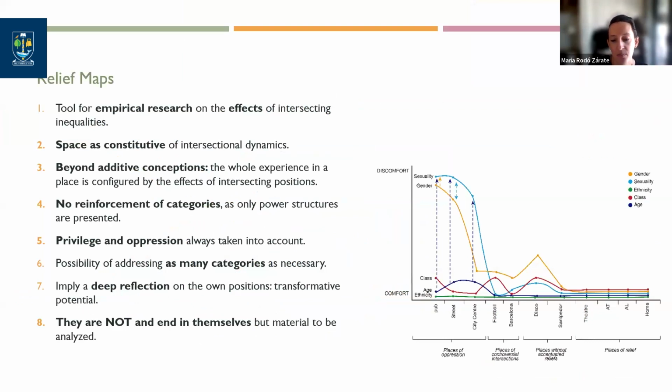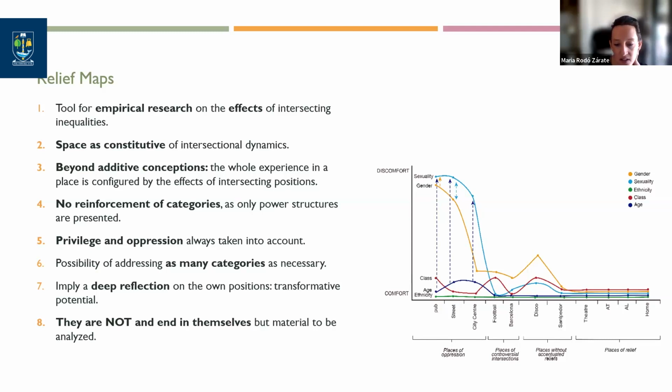So the relief maps are a proposal for the collection and visualization of data on intersecting inequalities from a geographical and emotional perspective, and they are also a model for analyzing and conceptualizing intersectionality. They are a tool for empirical research on the effects of intersecting inequalities. Place is considered as constitutive in intersectional dynamics and is also a central element that shows the dynamism of power relations. It also goes beyond additive conceptions of intersectionality.